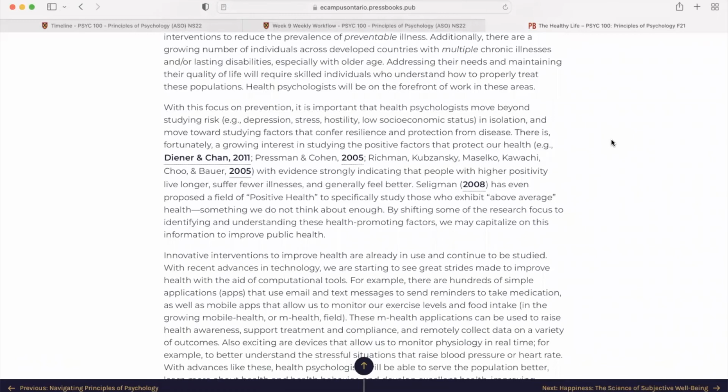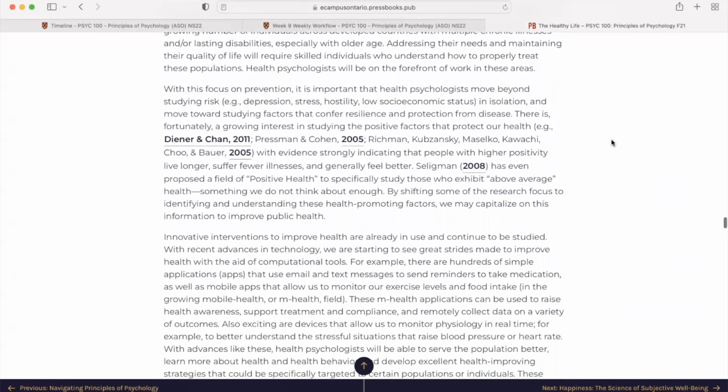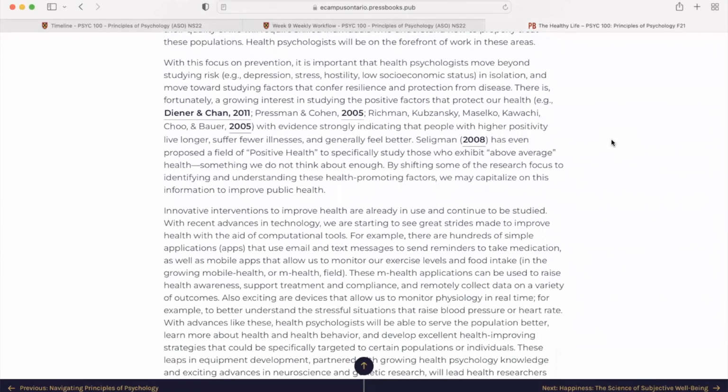With this focus on prevention, it is important that health psychologists move beyond studying risk factors, for example, depression, stress, and hostility, in isolation, and move towards studying factors that confer resilience and protection from disease. There's fortunately a growing interest in studying the positive factors that protect our health, with evidence strongly indicating that people with higher positivity live longer, suffer fewer illnesses, and generally feel better.